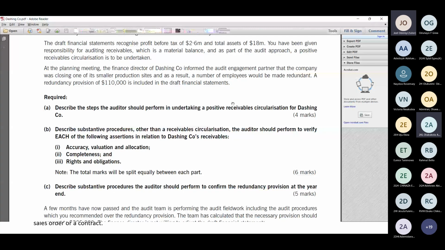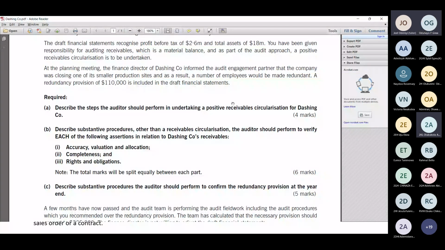So what the standard now says is that before you recognize a redundancy provision, there are some criteria that must be met. One of them is that you must have formally communicated the plan to the affected employees, and it is unlikely that you're going to reverse that decision. Number two is you must be able to estimate the amount you're going to spend to a reliable extent. Those are some of the things you can state procedures around in this exam.